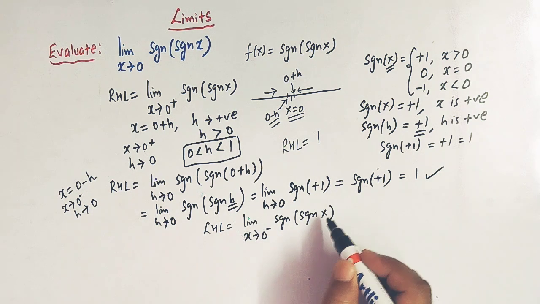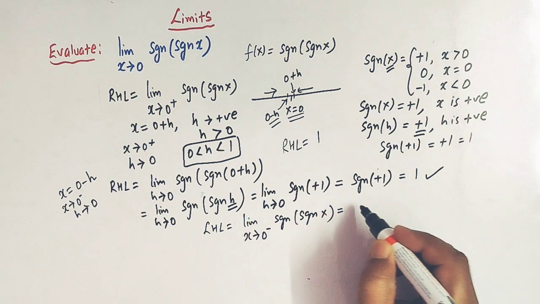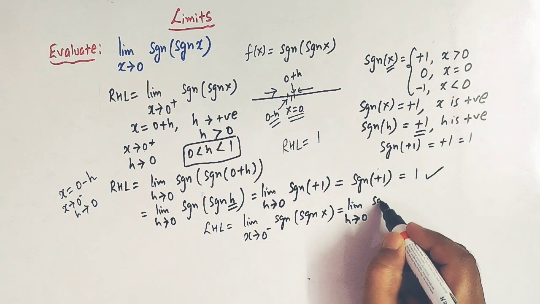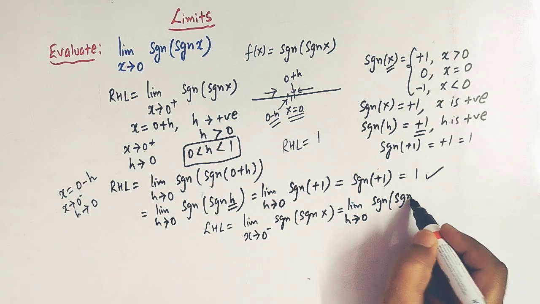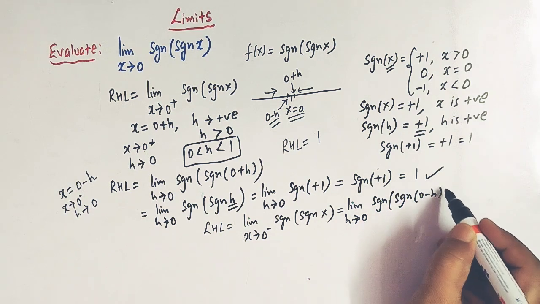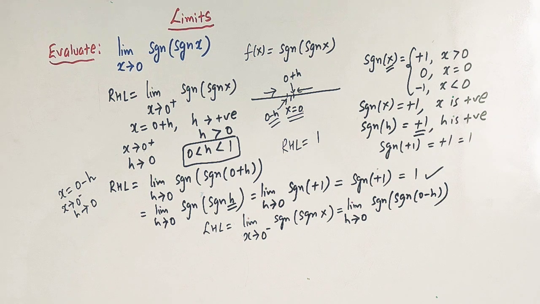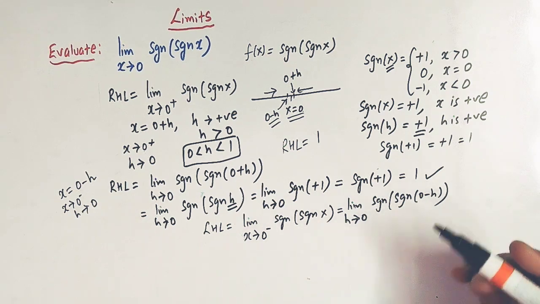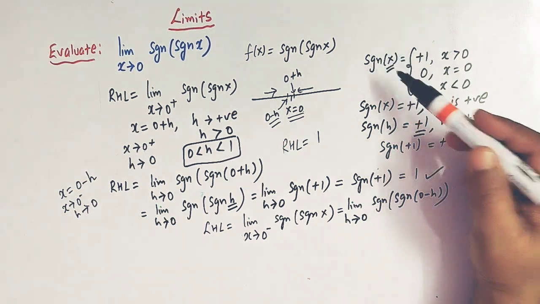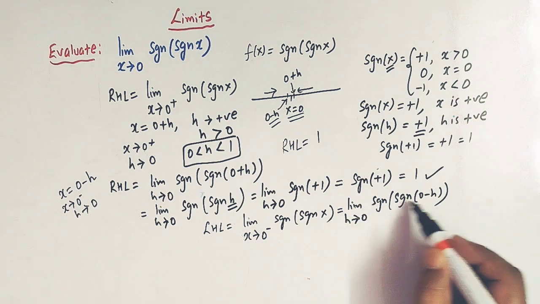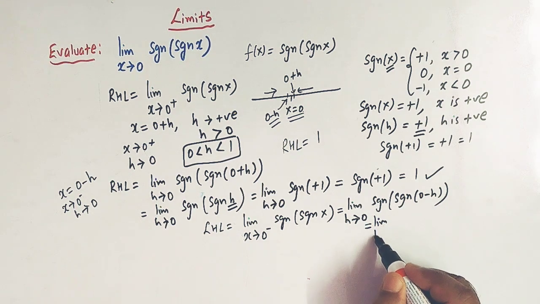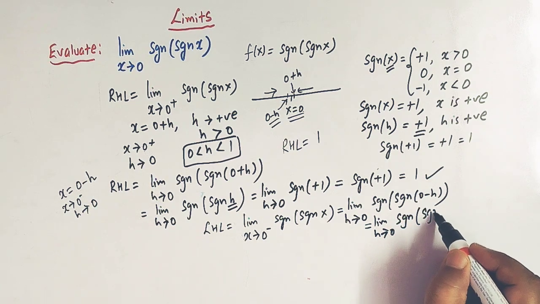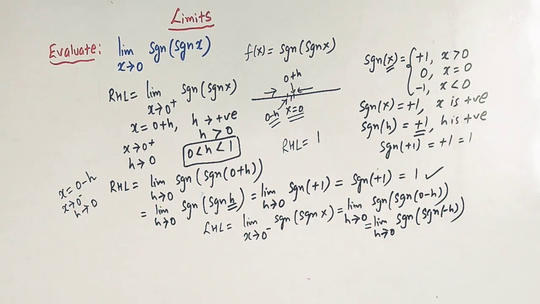So when x tends to 0, then h tends to 0, right? So now this limit takes the form in terms of h as limit h tends to 0 of signum of 0 minus h, right? To evaluate this limit, we'll again make use of the definition of signum function. Now see, here we have limit h tends to 0, and we have signum of minus h, right?